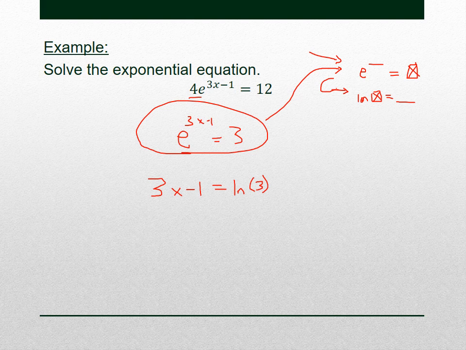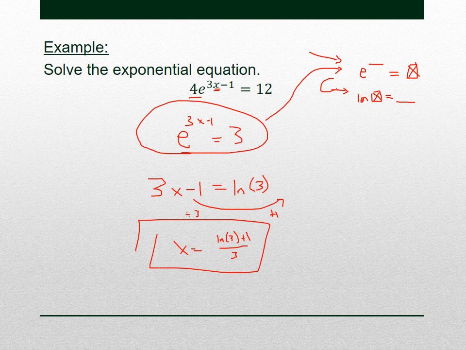And now we're actually able to solve for x, where we weren't able to before because it was in the exponent. If you add 1 and then divide by 3, you get x is the natural log of 3 plus 1, all over 3. And that's it. You can just leave it like that. Don't make that a decimal number. Just leave it as natural log of 3.